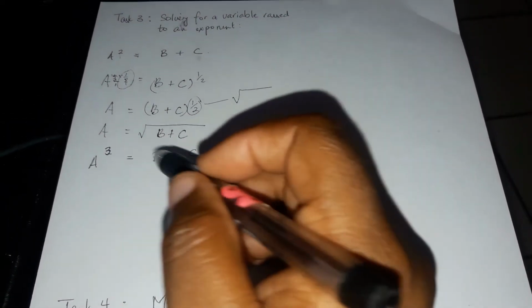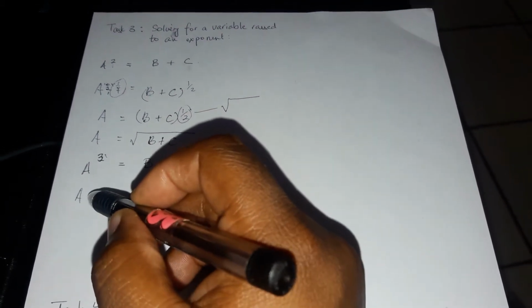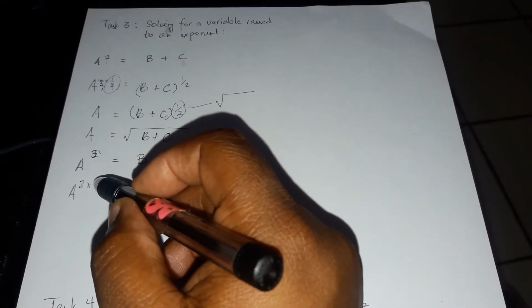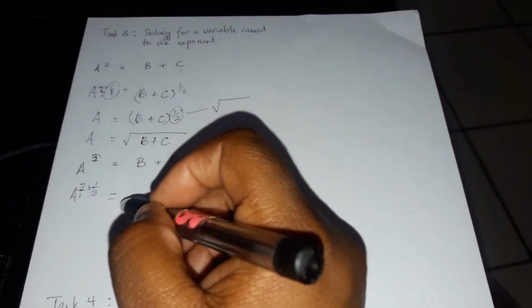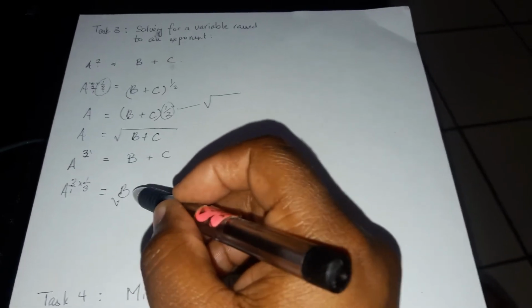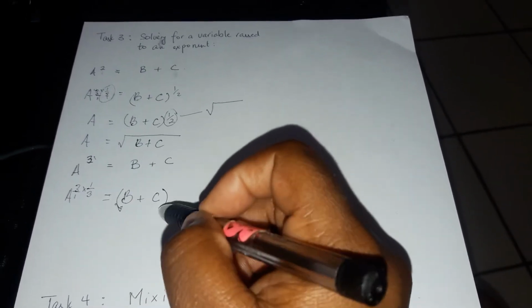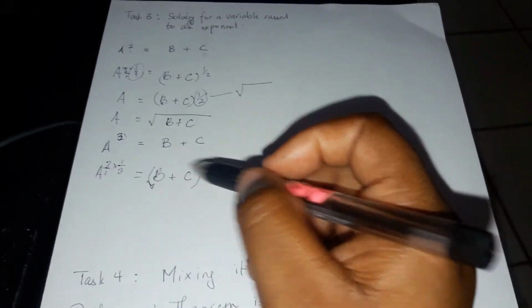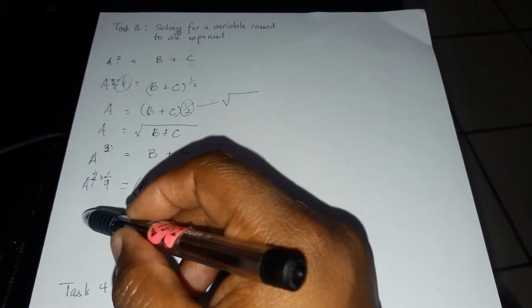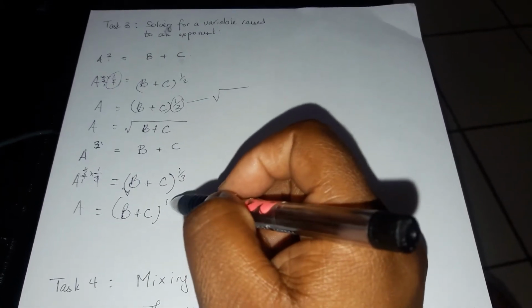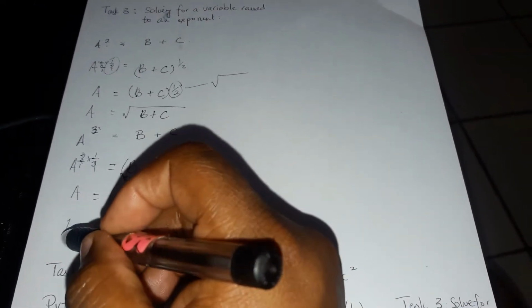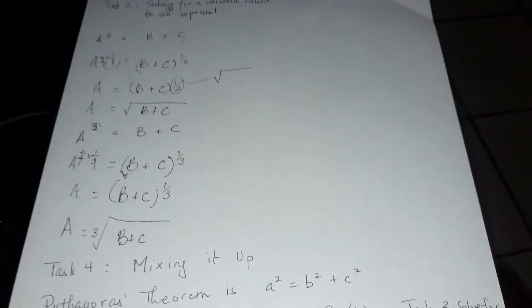Now here we have a cubed equals b plus c. Again, just multiply it by 1 over the number it is, and put this over 1 here. And then you do the same thing here. B plus c, in brackets, and you raise it to a third. These cancel out, and you're left with a equals b plus c raised to a third. Okay? B plus c, I put a little 3 in there.